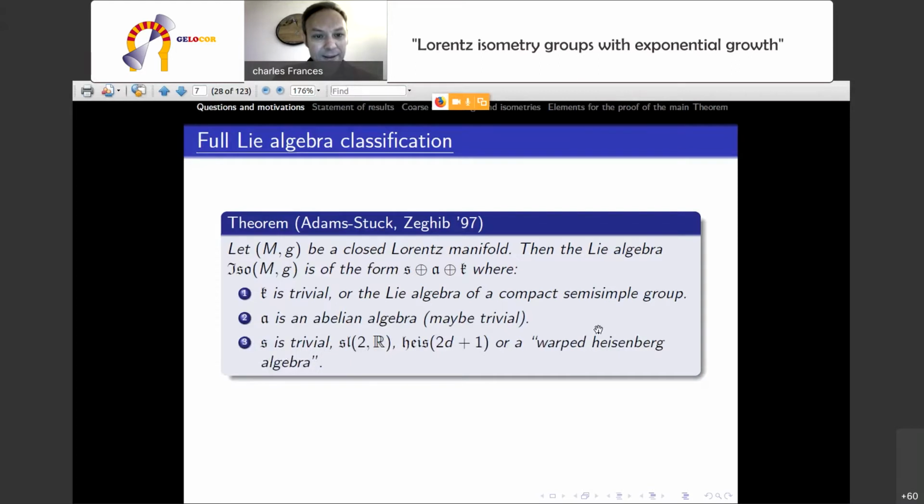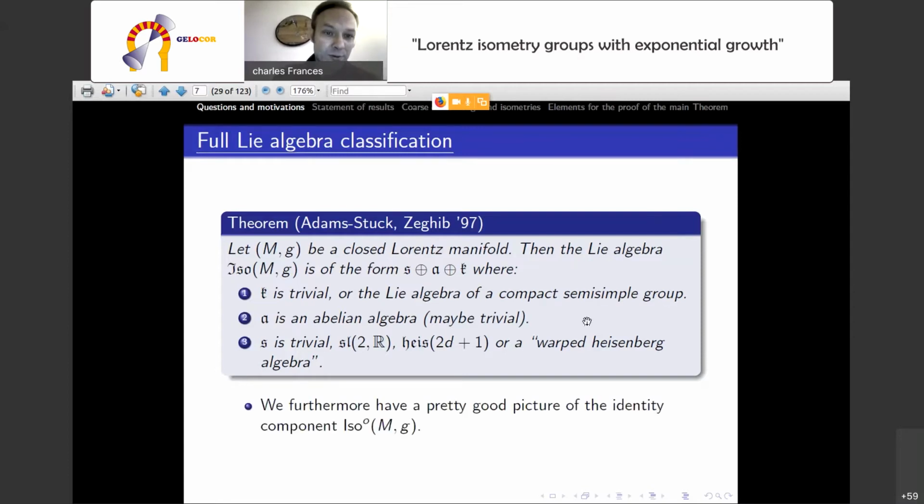And the factor S is either trivial or SL2R or some Heisenberg algebra or what is called a warped Heisenberg algebra. It means, so it's a class of extensions of the Heisenberg algebra by R, actually. But I won't detail this. What we have to retain is that the Lie algebra of the isometry group is fully understood, and the theorem is sharp in the sense that if you take a Lie algebra of this form, then you can build a closed Lorentz manifold such that the isometry group has this Lie algebra. Okay, so the result is sharp.